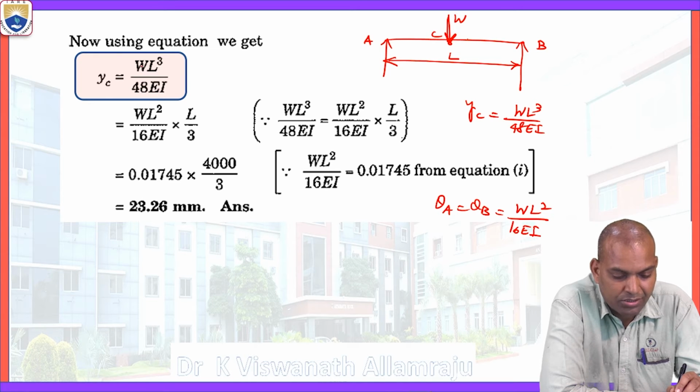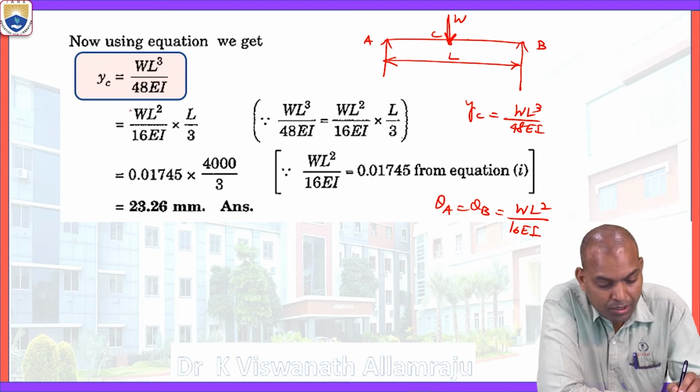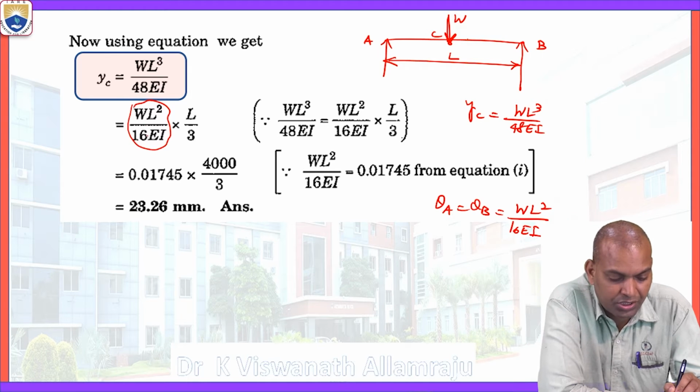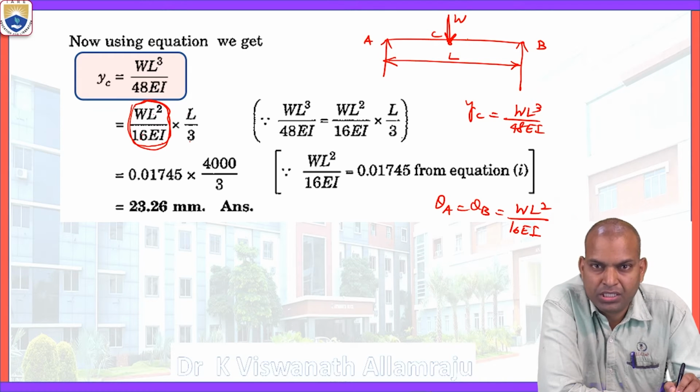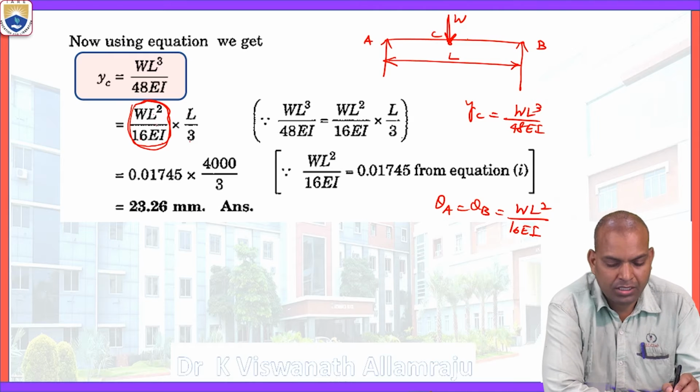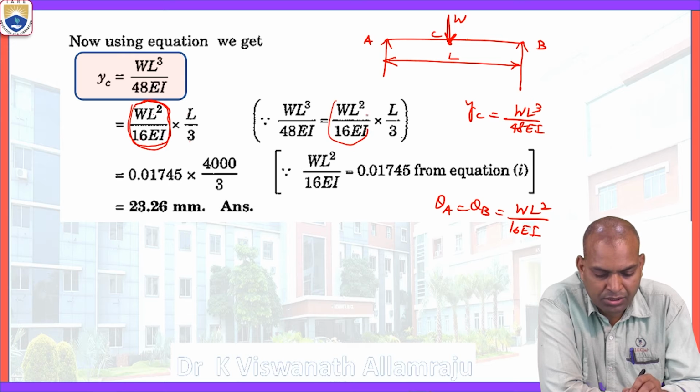So we have to divide this WL cube by 48 EI into two terms, such that one term is in terms of slope. So this is WL square by 16 EI, L into L square gives L cube, and 16 times 3 is 48 EI. So the formula remains the same, but we divided it into two parts such that one part is related to the slope. That is, WL square by 16 EI is theta A or theta B, multiplied by L by 3.